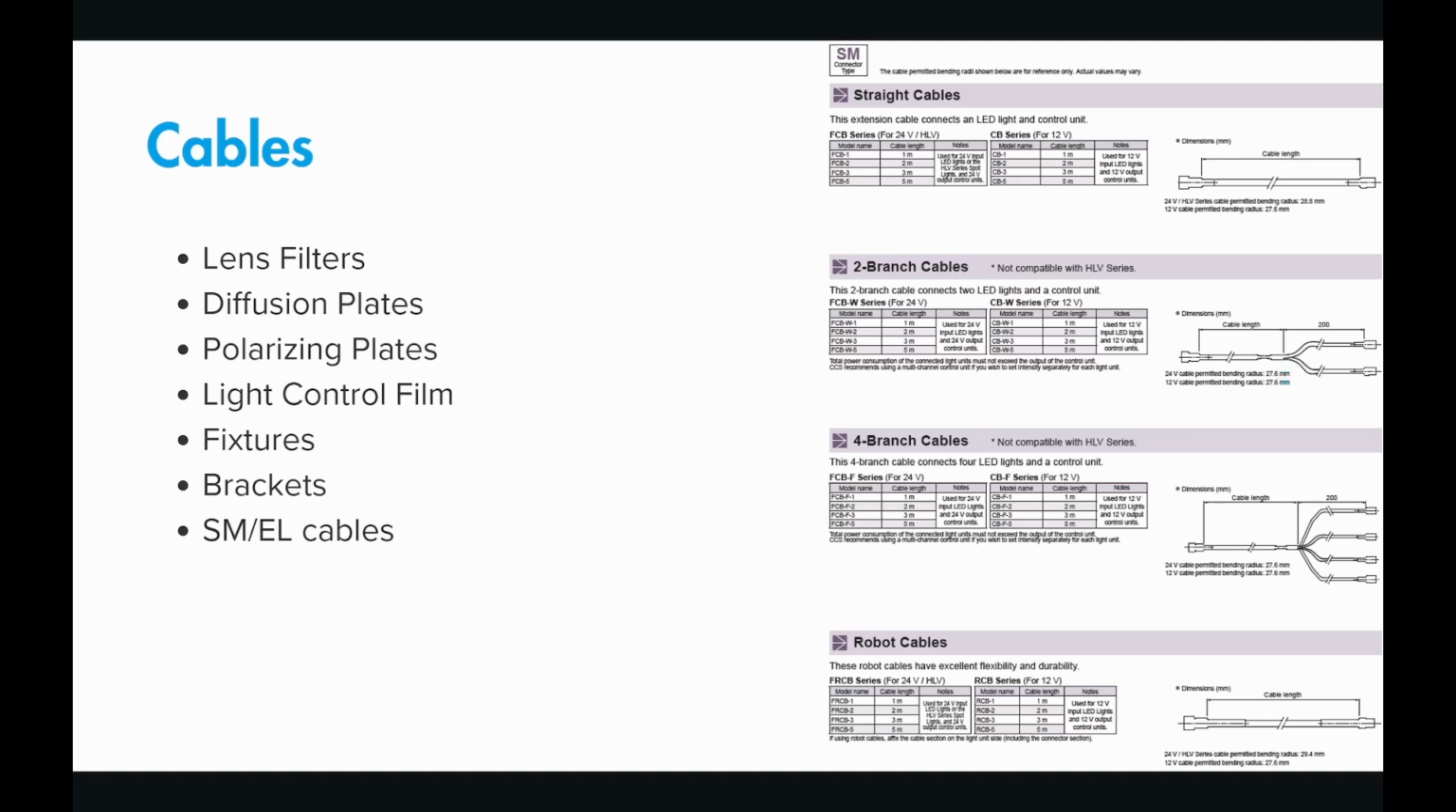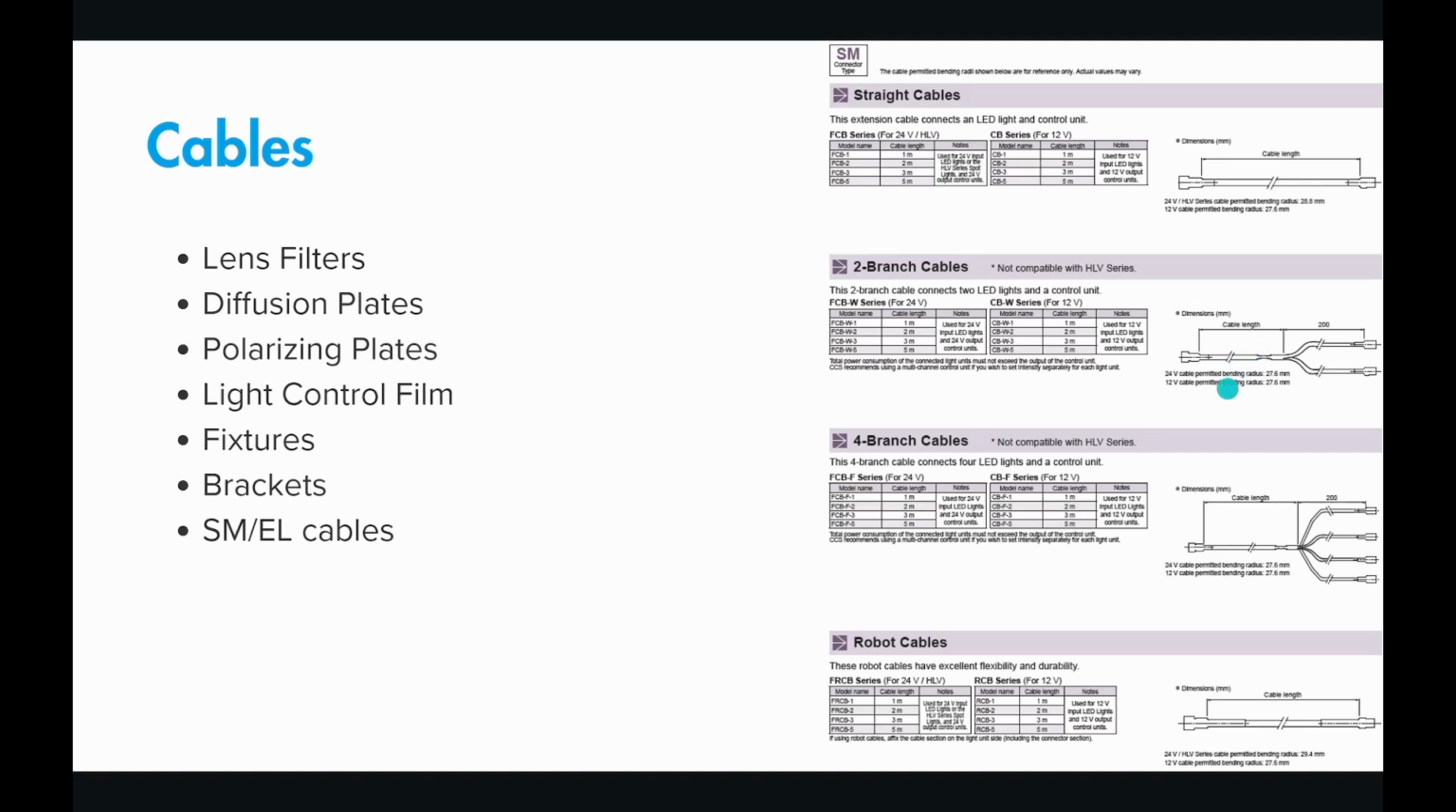The cables, you have the cable pages for the SM and the EL cables, and these are just kind of the difference between what each one is. There's straight, and then there's 2 and 4 branch cables and a robotics cable. The robotics cable is meant to be flexible and have more durability, so if you're going to use a robot or have the light moving around a lot, we would recommend going with the robot cable in that regard.